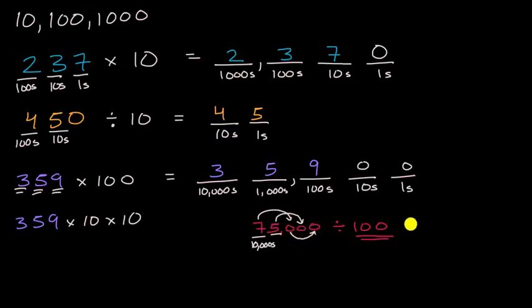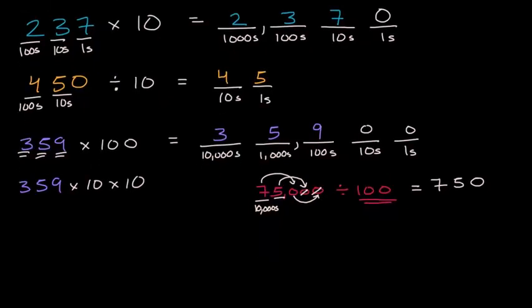And so what we are going to get is, instead of 7 10,000s, we're going to get 7 hundreds. Instead of 5 thousands, we are going to get 5 tens. And then instead of 0 hundreds, we will now have 0 ones. So this is equal to 750. Another way to think about it, and we've talked about it before, if you're dividing by 100, and you have some trailing zeros here, then you would remove 2 of these right trailing zeros. But it's really important to know why that happened.